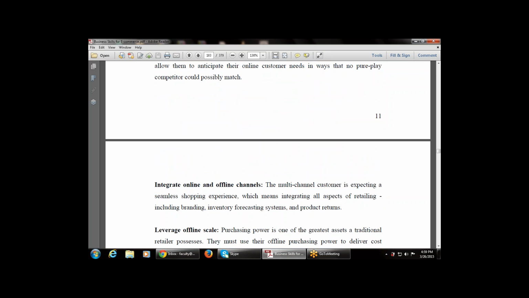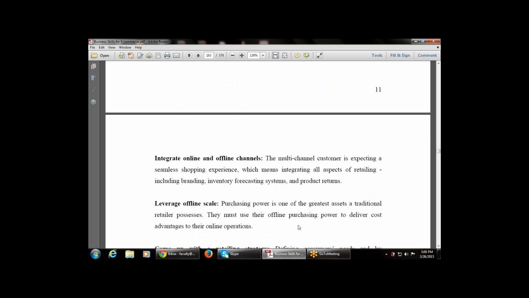Then, how to integrate online and offline channels, that is, how to manage both the online and the offline channels while managing the customers' information and the customer relationship in online retailing. The multi-channel customer is expecting a seamless shopping experience, which means integrating the brand name, the inventory forecasting system and the product returns. So it is very difficult for managers to manage the offline and the online channels together.